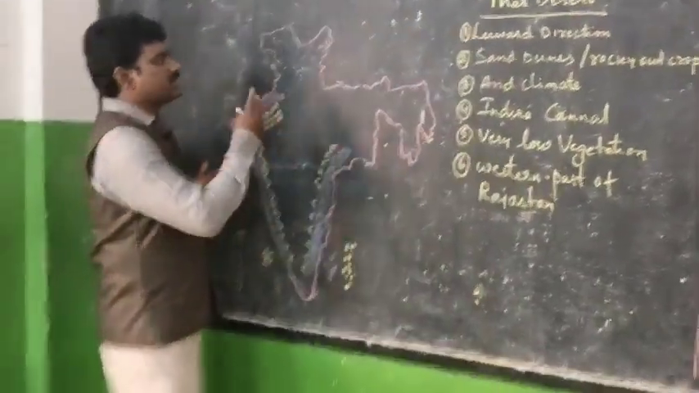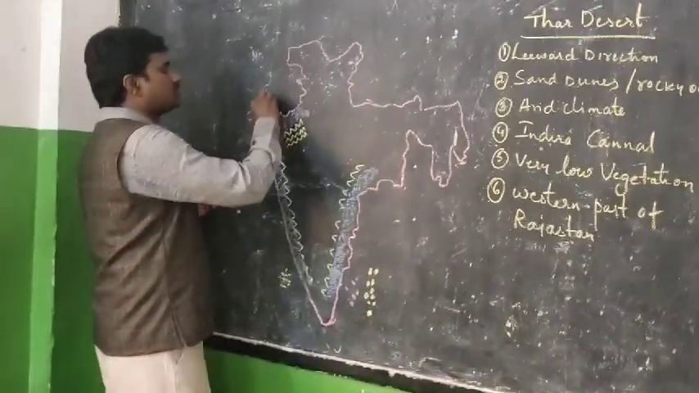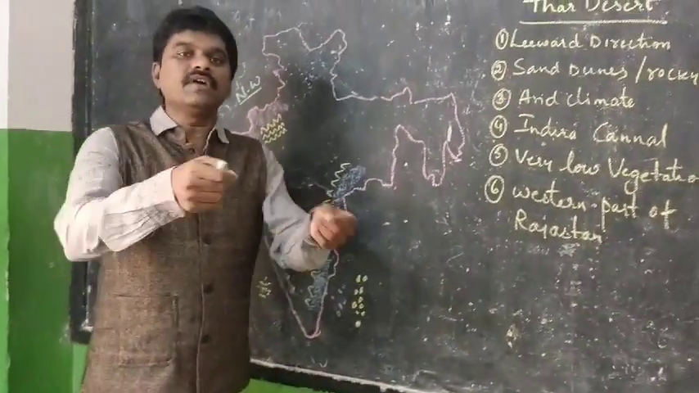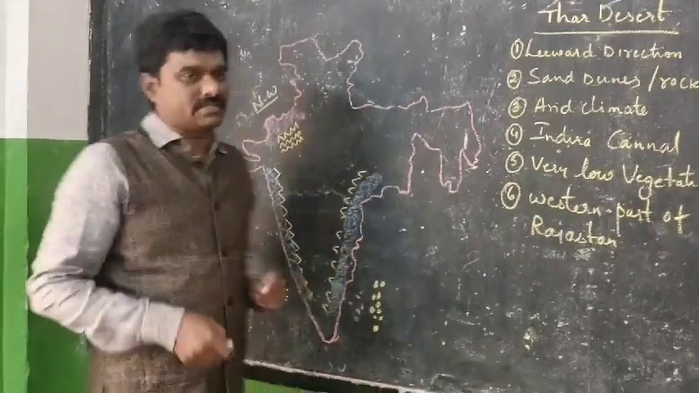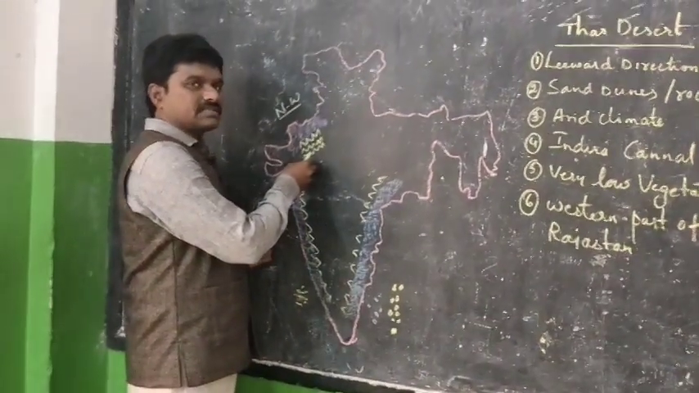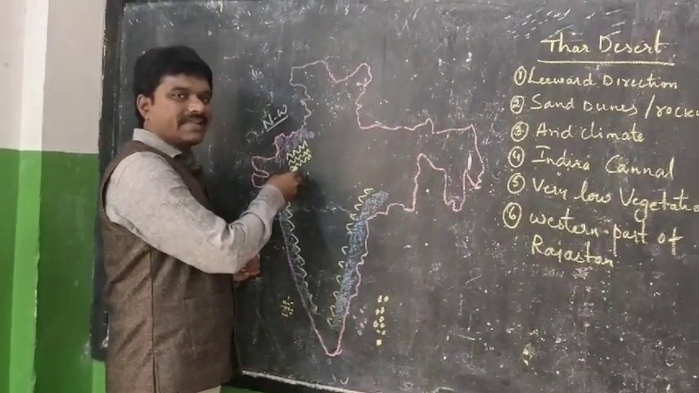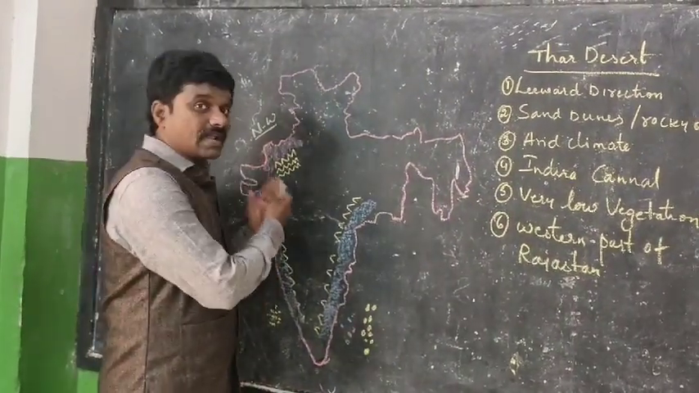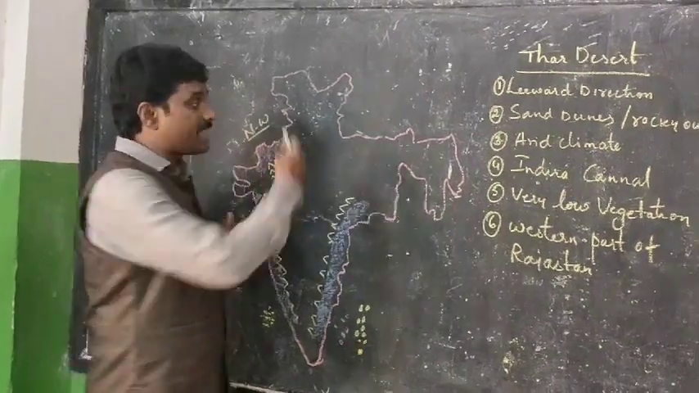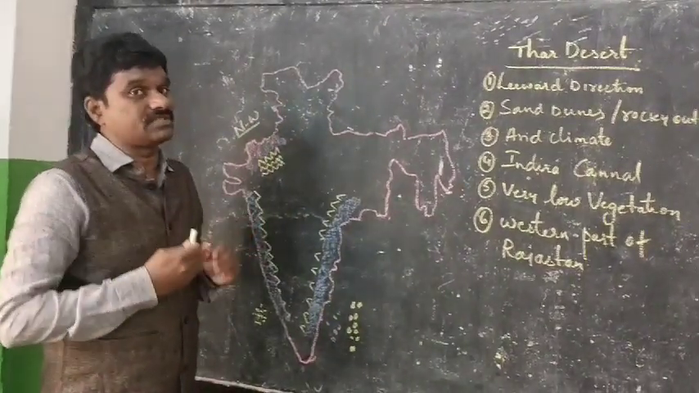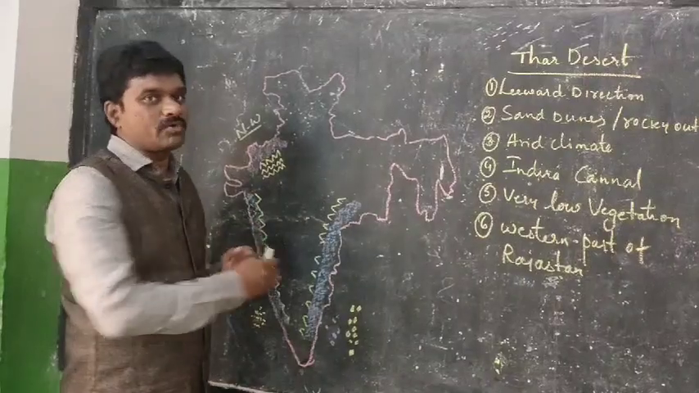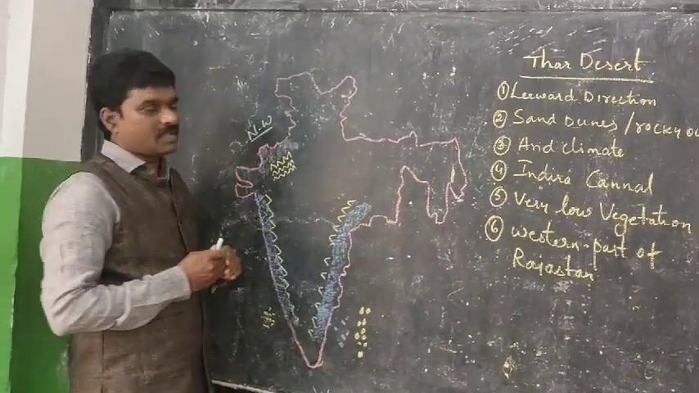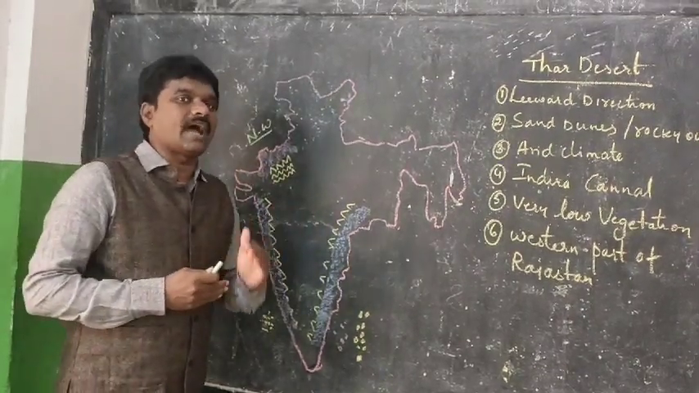The Thar Desert is located in the northwest part of the country, in the leeward direction of the Aravalli Mountains. These are called the Aravalli Mountains, which are located in the northwest part of India, and they are older than the Himalayan mountains you have seen. Even before the Himalayan mountains, you can find this Aravalli range. In the leeward direction of the Aravalli mountains.